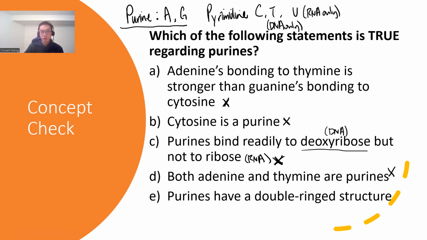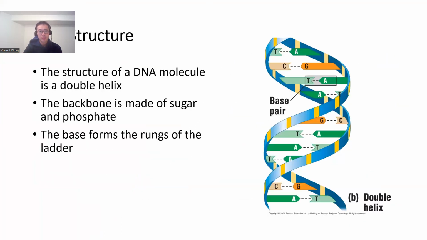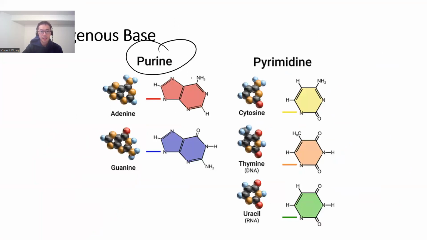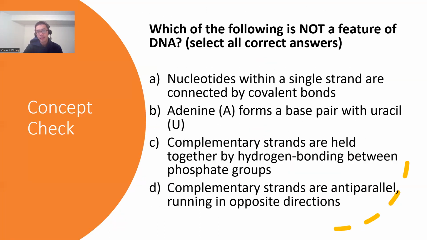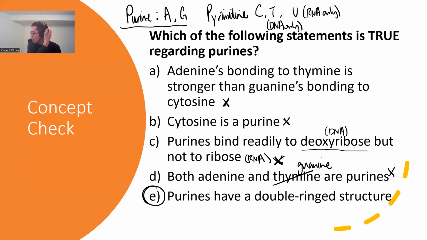Next one, both adenine and thymine are purines. That is not true. Thymine is not a purine. It should be guanine. And purines have a double-ringed structure. That's correct. If I go back here to show you the purines, you see purines have 2 rings. So some of the questions on the quiz will be like these, where you have to do quite a bit of thinking. Other ones will be relatively straightforward.